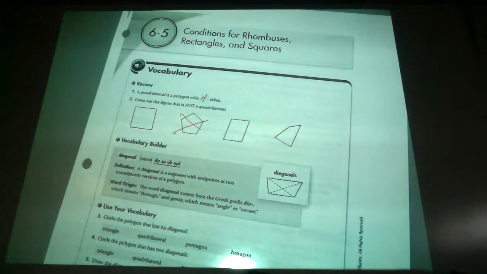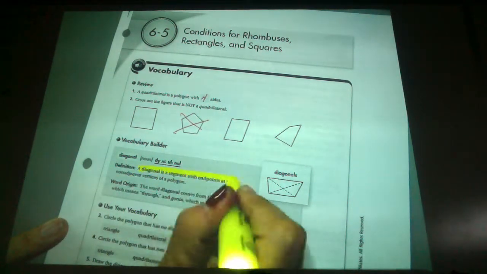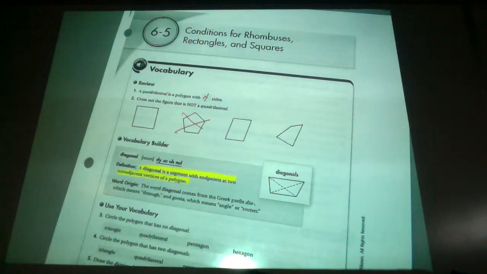So today's definition is a diagonal. And so we've already talked a lot about diagonals, but a diagonal has to come from two vertices of a figure and go through the middle or some part of that polygon. It cannot be a side of the polygon.